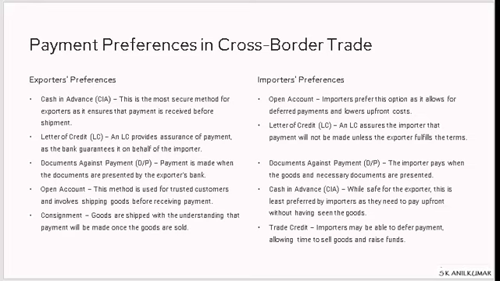The exporter will prefer documents against payment, DP collection, because the documents are sent to the presenting or collecting bank, who will hand over the documents only against payment. The last option for the exporter could be an open account because this method is used for trusted customers and it involves shipment well in advance of the payment being initiated by the buyer.